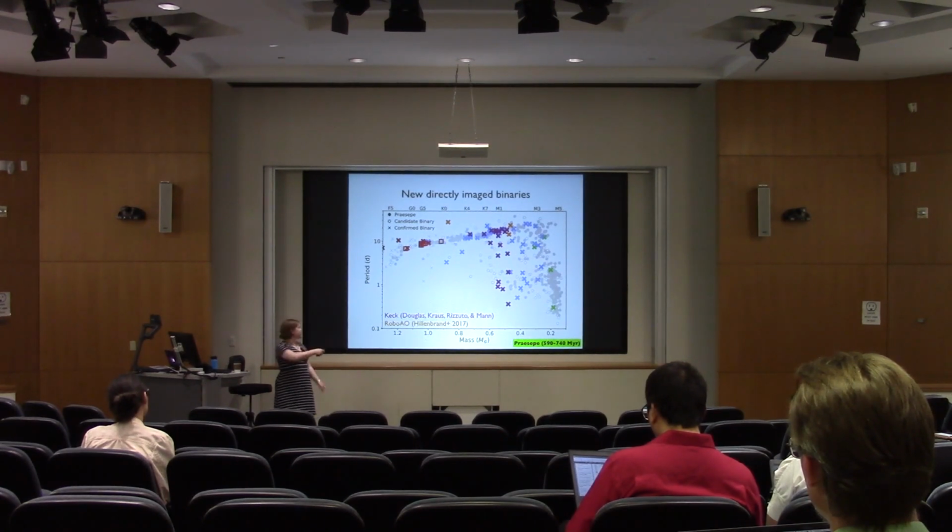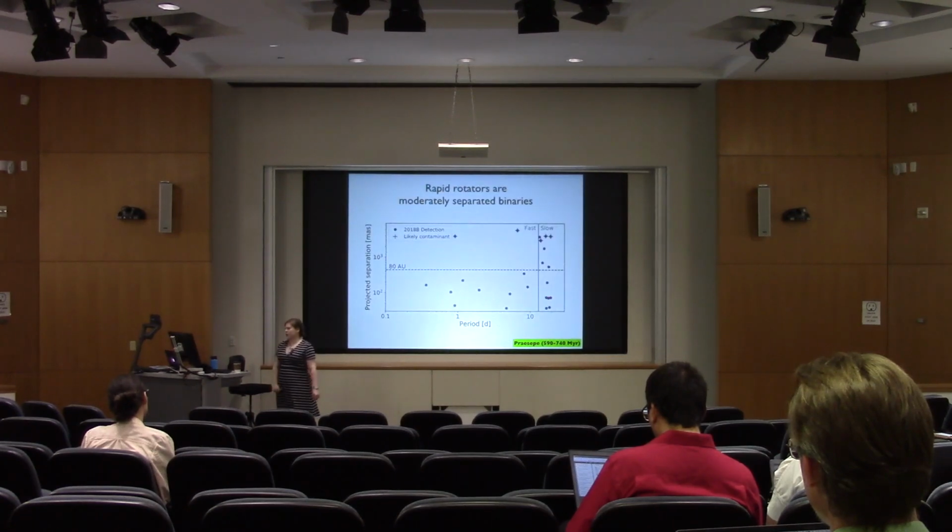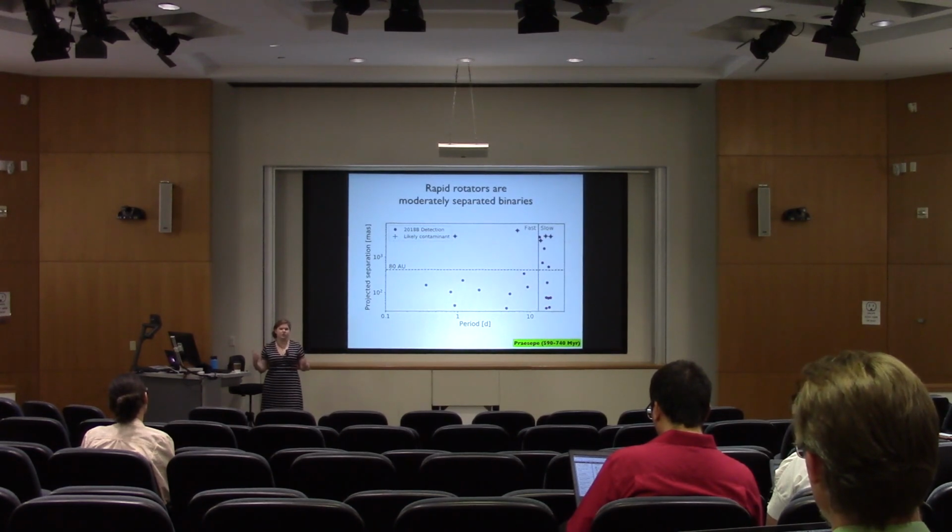And so just to take a look at these purple stars in particular. So this is projected separation in milliarcseconds as a function of rotation period. And this is the 80 AU. This is what 80 AU corresponds to at Praesepe's distance. So the purple dots are all of our detections from our 2018 December observations. The crosses are probable contaminants based on Gaia data. They have very different parallaxes or proper motions compared to the primary.